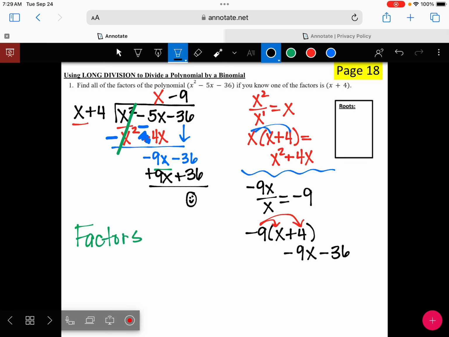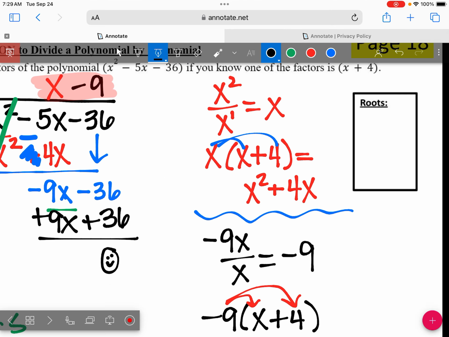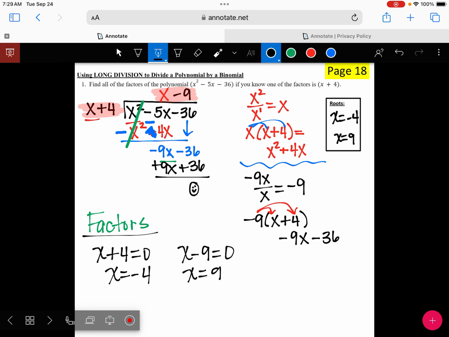So that means that my factors are x plus 4 and x minus 9. So if x plus 4, set that equal to 0, and x minus 9, set that equal to 0, and you get x equals -4 and x equals +9. So that would be your solutions, and we're going to write that in this box, and I'll zoom back out in a minute. X equals -4, x equals +9, and that's how you do long division. And we're going to practice this the rest of the week.